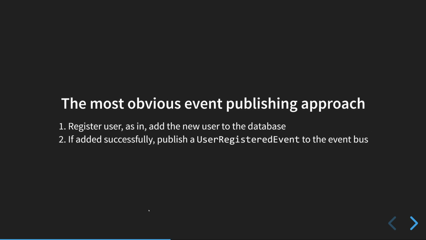Now, as we will start to integrate through events, the most obvious thing that comes to mind for us is to just have a way to publish events, and when we think we should publish them, call that code. So as I described in the past episode, our use case is in the auth service. When we register a user, we want to notify the other services that a new user was created. So I would expect that the most obvious approach would be we do the registration, and after we see that the registration was successful, we publish an event to the event bus.